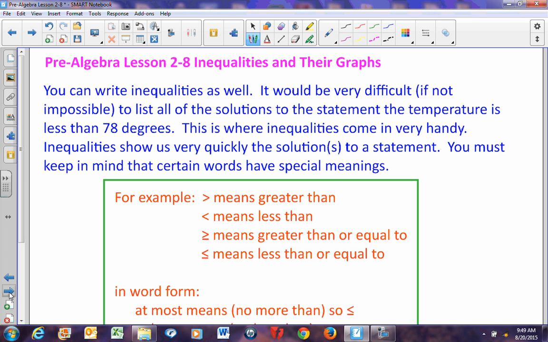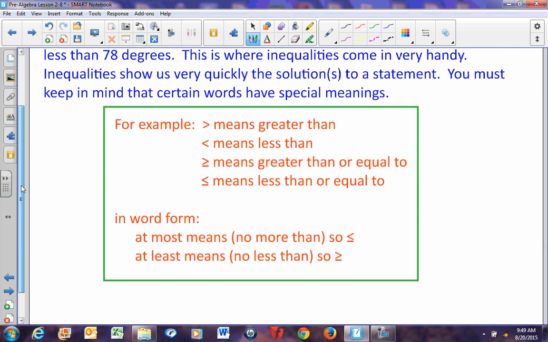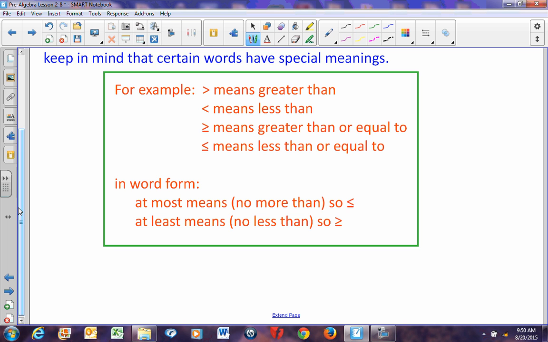However, you must keep in mind that certain words mean certain things. Okay? The greater than and the less than symbols are pretty easy, and the greater than or equal to and the less than or equal to symbols are pretty easy. But the really important ones, the ones that you're going to see more often, are these, at most and at least. If I have at most $5 in my pocket, that means I cannot have more than $5. No more than, which means it's a less than or equal to symbol.